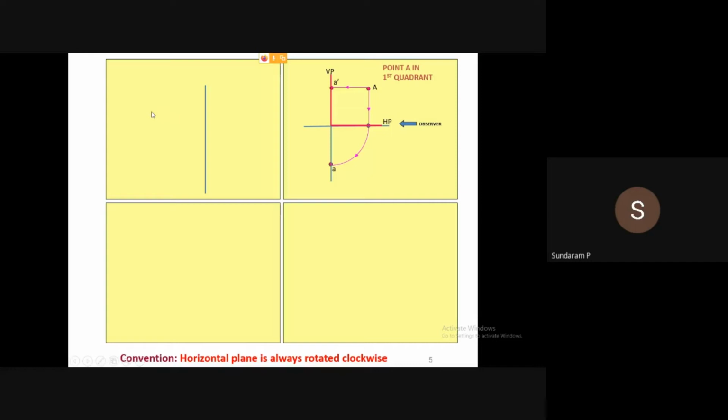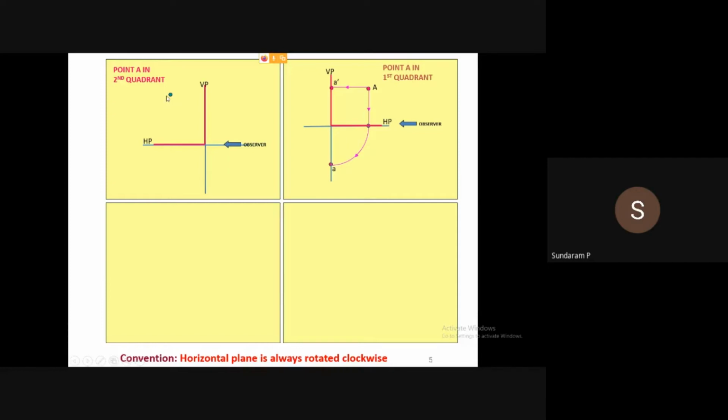Okay, let me see the second quadrant. In the second quadrant, we assume the same object as a point, with reference to the horizontal plane and vertical plane. So here we can say the orientation of the point. The observer is always standing on the right-hand side of the reference planes. So based on the observer position, we can say the location of the object. The object is above the horizontal plane and behind the vertical plane, which means the object is located in the second quadrant.